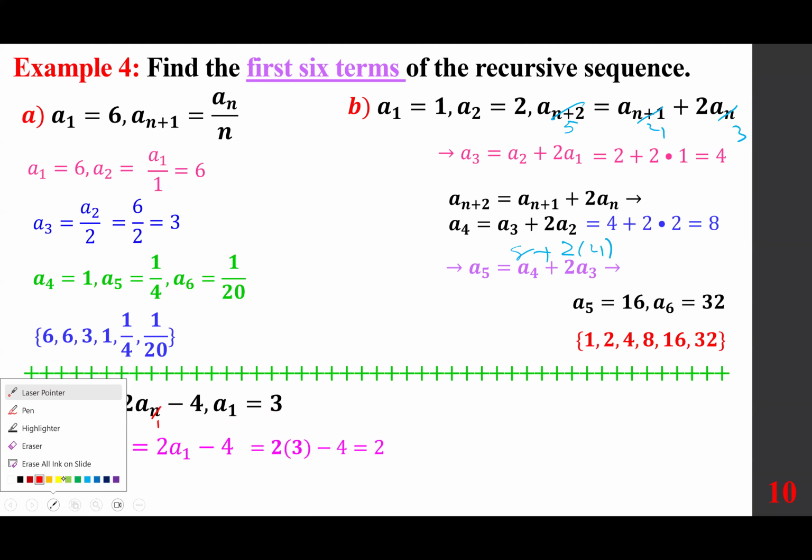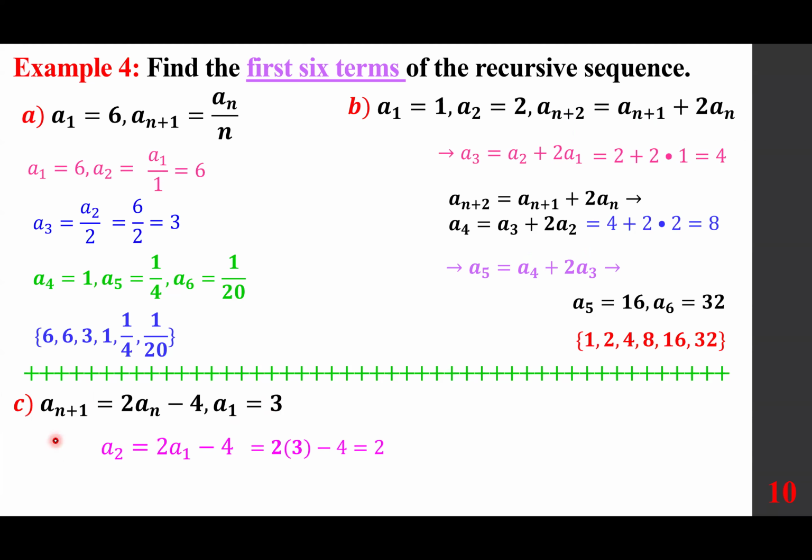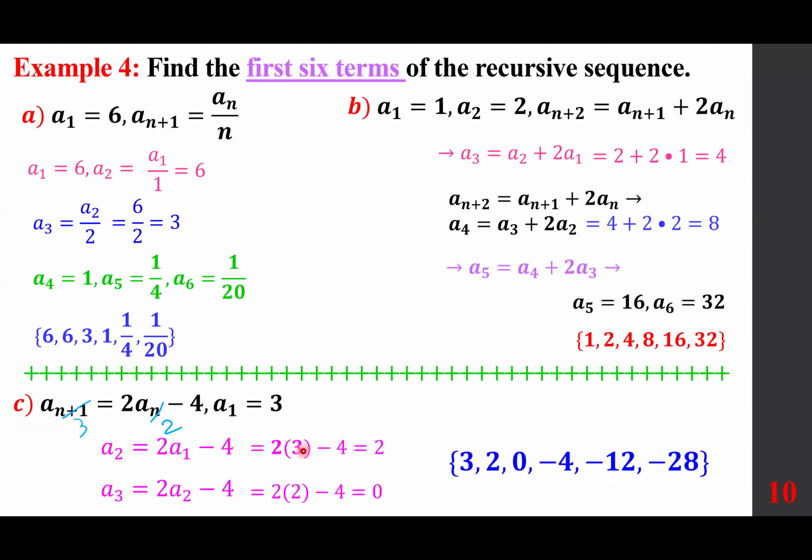Now, if I want the next one, 3, then this must be 2, right? So 2 times a sub 2, which is 2, gives us 4 minus 4 is 0. And I highly recommend you try finding the rest of it as practice. It's really helpful.